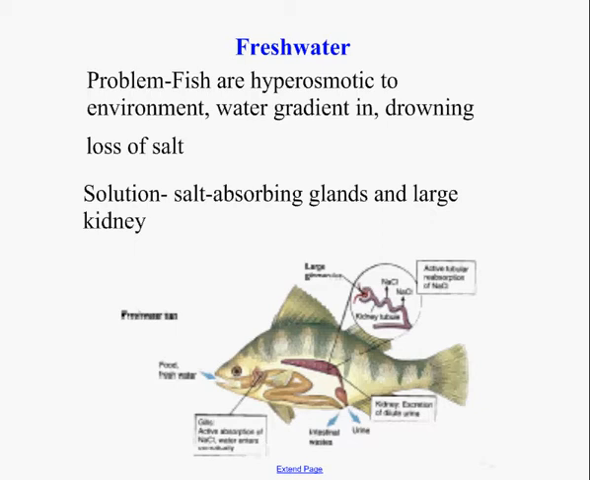Okay, so what is their solution to the problem? Well, first of all, they have special glands which help them to reabsorb salt. And that's why if you have a freshwater fish tank, you always have to add some salt in there to keep them going. They also have a very, very large kidney. In other words, they have to be processing water and urinating all the time, or else they would be drowning in water. So a very, very busy kidney to get rid of that water all the time.